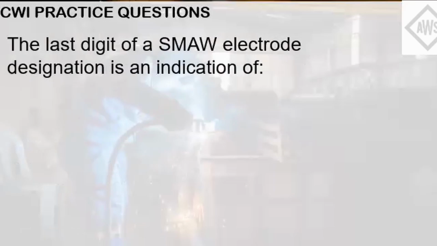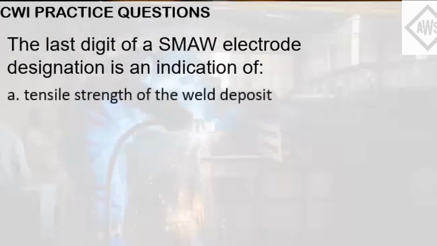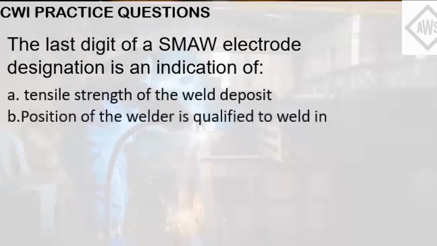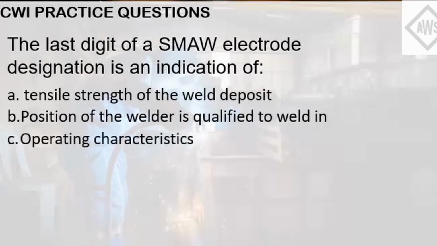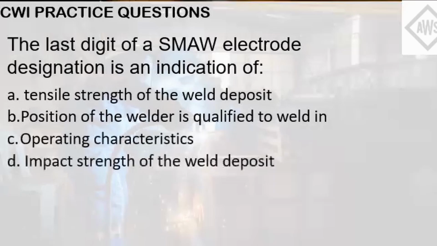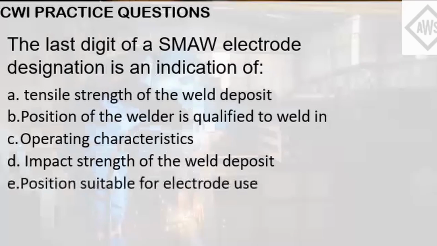The last digit of a SMAW electrode designation is an indication of A, tensile strength of the weld deposit, B, position of the welder to qualify the weld, C, operating characteristics, D, impact strength of the weld deposit, E, position suitable for electrode use. The last digit of a SMAW electrode denotes the operating characteristics of an electrode.